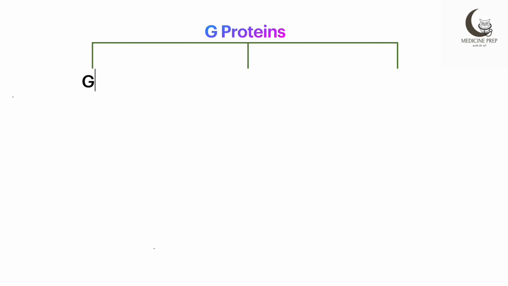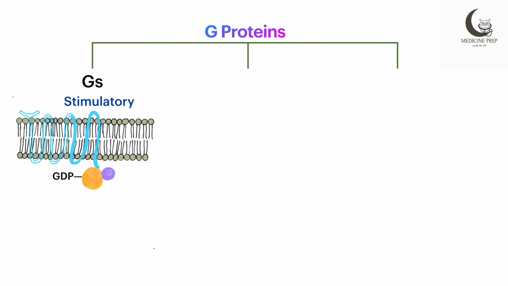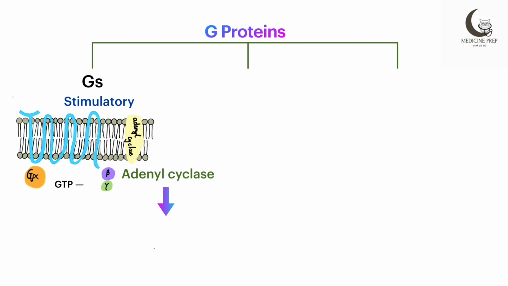Now, depending on their alpha subunit, the G proteins are further classified into 3 types: your GS or G stimulatory proteins, GQ, and GI. Now, your G stimulatory or the GS protein, when it is GTP bound, activates adenyl cyclase, which increases the production of cyclic AMP.